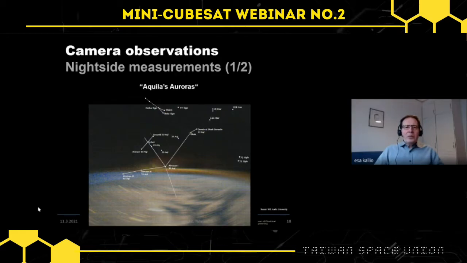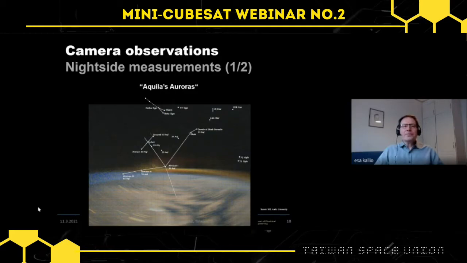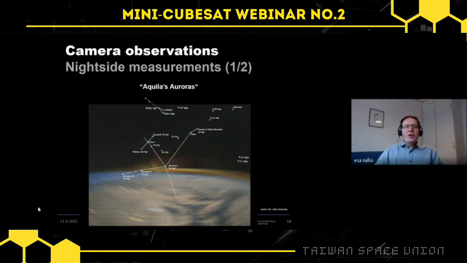And here you can see our photograph of aurora. The aurora is a bit in the background. You can see a vertical extension of red and green colors. We have also marked by hand the names of stars behind the aurora and also the constellation. That's the reason why we call it the Aquila auroras, because you can see the constellation below. And one thing to know: we don't have a GPS in our satellite.